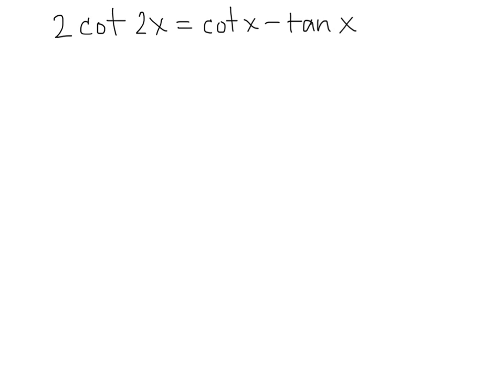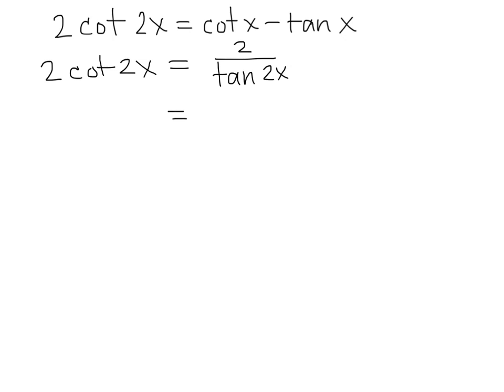We're going to prove another identity. We need to prove that 2 cotangent 2x is equal to cotangent x minus tangent x. Again, I'm going to start on the left-hand side with 2 cotangent 2x. Now, there's no double angle for cotangent 2x, but we all know that cotangent of 2x is equal to 1 over the tangent of 2x. So we're going to get 2 divided by the tangent of 2x.